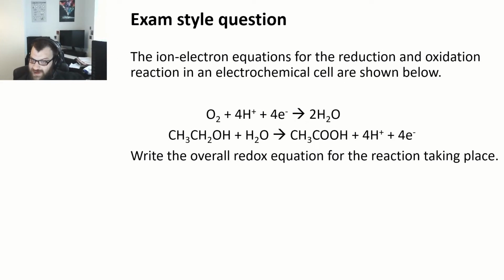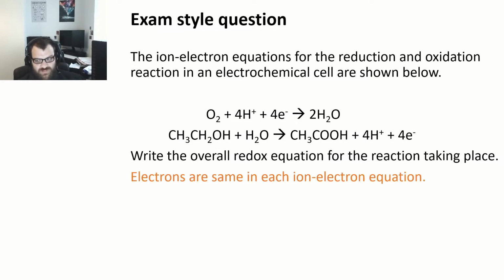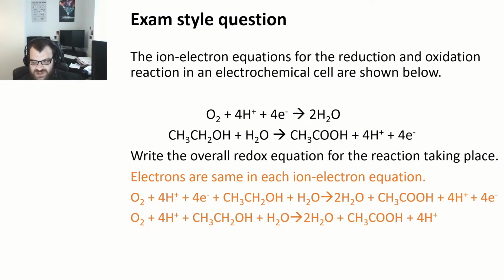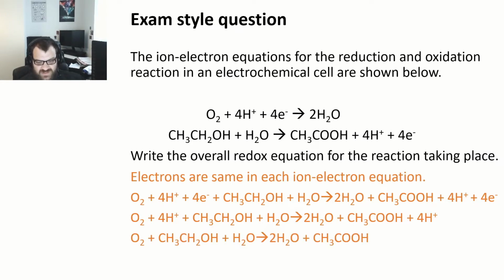Here's an example of an exam question asking us to, again, do that very same thing. In this case, we do have the same number of electrons in both. Makes our life a little bit easier. I'm going to write down everything on the left-hand side together, everything on the right-hand side together. What we can then do is start to chop away anything that appears on both sides. There are 4 electrons on both sides. Get rid of them. There are 4 hydrogen ions on both sides. We can get rid of them.